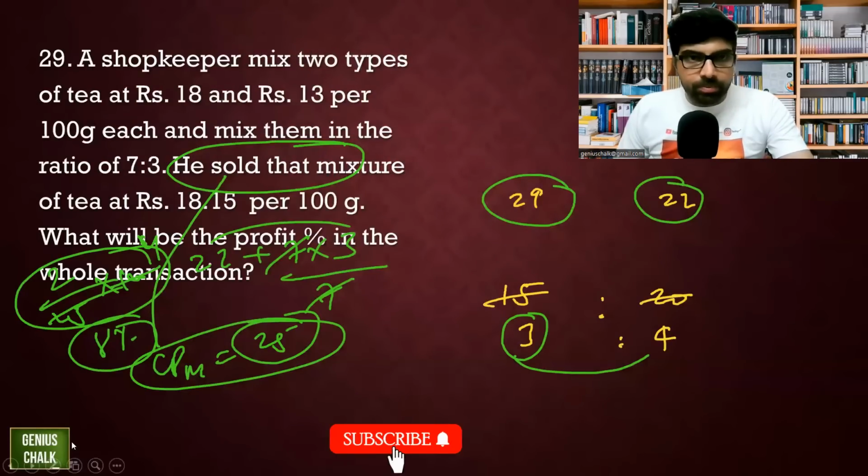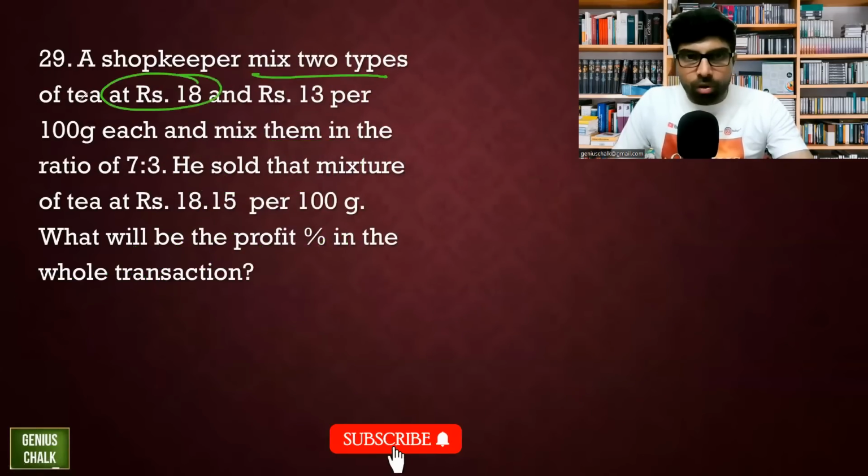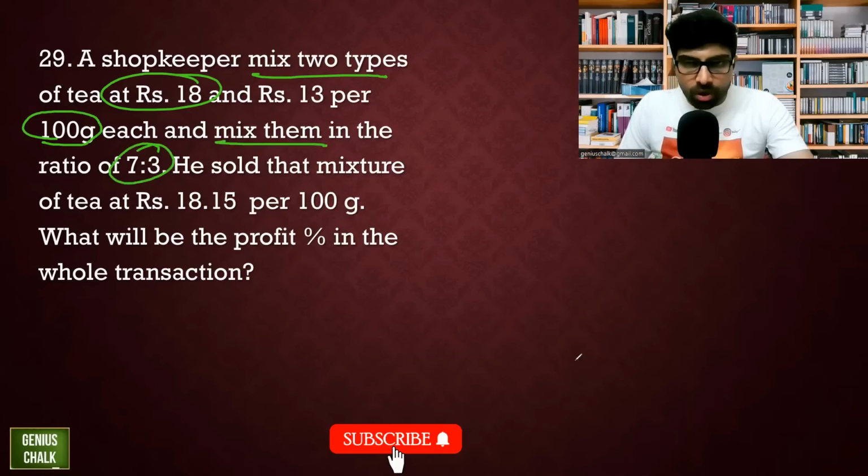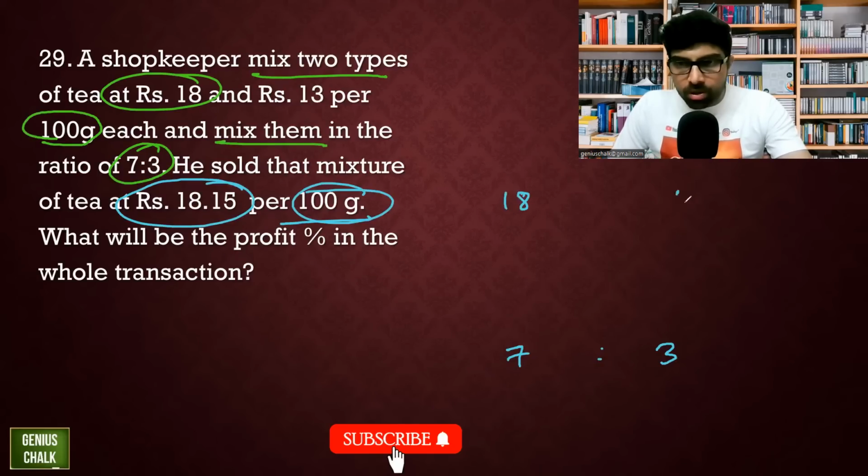Let's solve the next one. Shopkeeper makes 2 types for rupees 18 and rupees 30 per 100 kg each. Fine. So this time it is per 100 kg and mix them in the ratio 7:3. The ratio is given, and he sold that mixture at 18.15 per 100 kg. So this per 100 kg is just to confuse you. Don't get confused. It is rupees 18, this is rupees 13 per 100. So per 100 is the price which we write here every time. Mix them in the ratio 7:3.